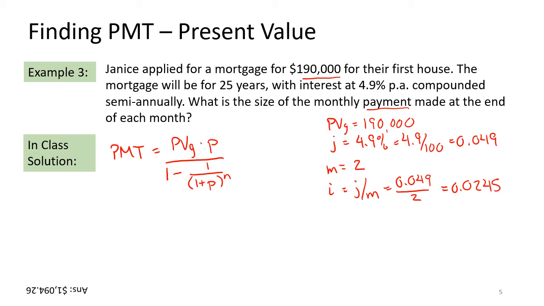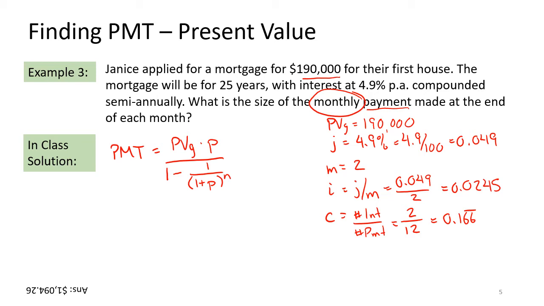Next, we have to calculate the ratio C, and that's the number of interest periods divided by the number of payment periods. Again, interest is compounded semi-annually, but you're paying monthly. So your payments are 12. And this gives you a repeating decimal, 0.166 repeating.